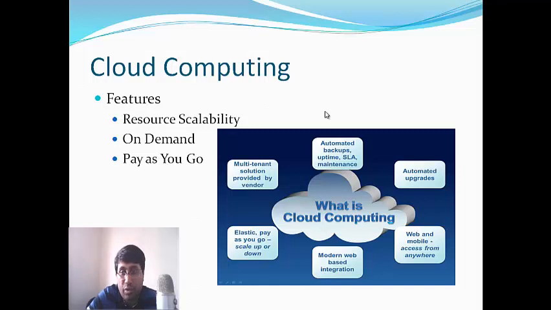Anyway, if we look at the picture, what is it telling us about cloud computing? Multi-tenant solution provided by a vendor, elastic, pay-as-you-go, scale up or down. So it's elastic. You can scale up your service, scale down your service. Modern web-based integration, web and mobile access from anywhere. Automated upgrades: you don't have to upgrade, the cloud company will be doing the upgrade. Backups are automated as configured, or a service provided by the cloud company.